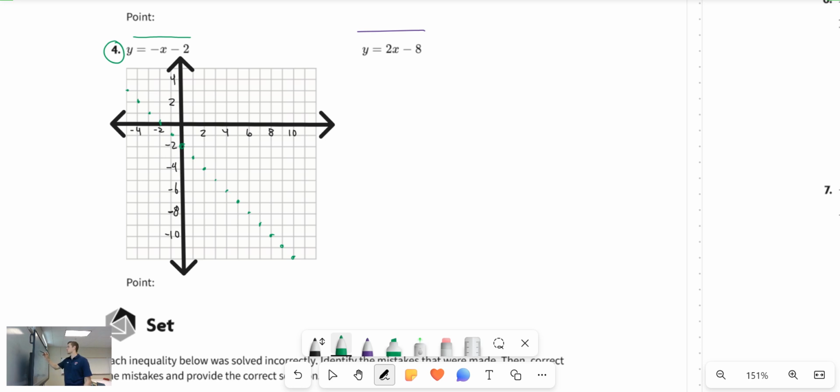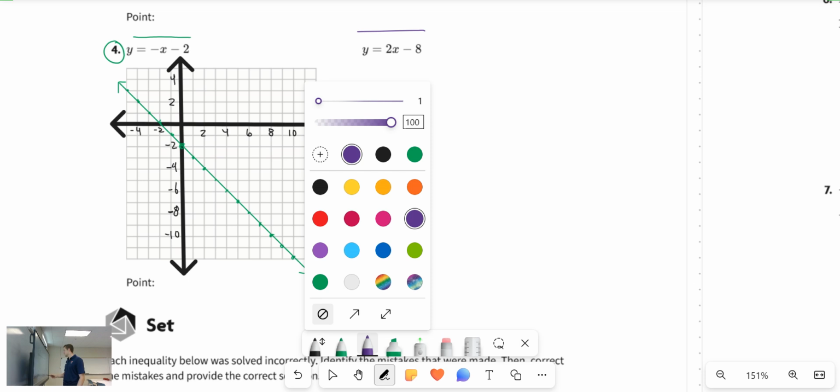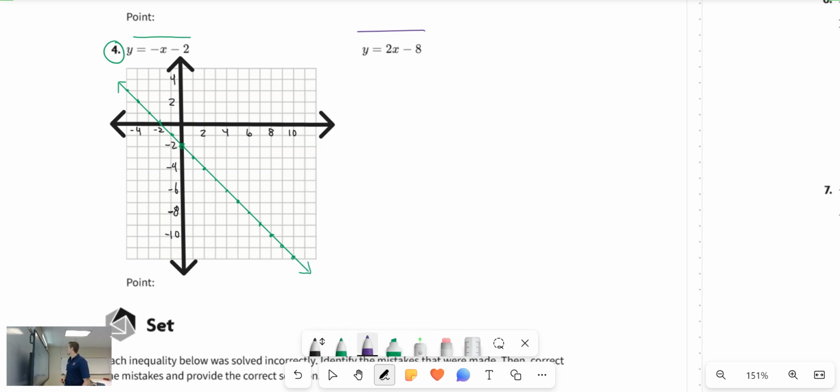Excellent. All right, that's all of the points on this graph. We'll now give a little bit of a trace through it, and that should be pretty good. So that's our first line graphed. And now the second line, we look at, it is y equals 2x minus 8. So we're looking back up at the top. Y equals 2x minus 8.